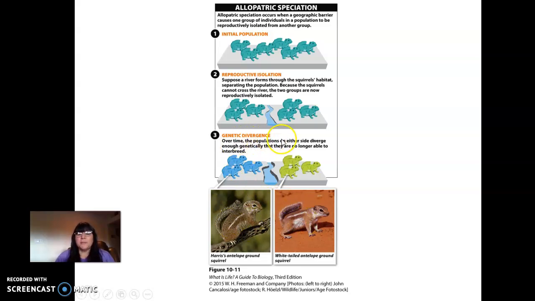So over time the populations on either side diverge enough genetically that they are no longer able to interbreed. Look at these guys, they're ground squirrels. They look very, very similar, okay? They are a result of allopatric speciation, but they are different species. What that means is, over time, if you took a green guy and a blue guy and put them together, they won't mate, they won't have babies, they're different species, okay? So that's allopatric speciation. We're going to stop here and continue.